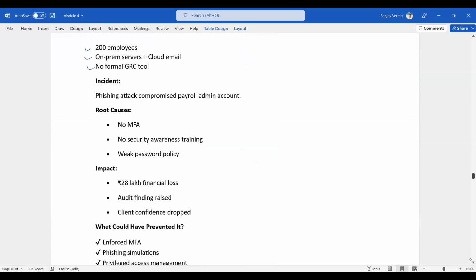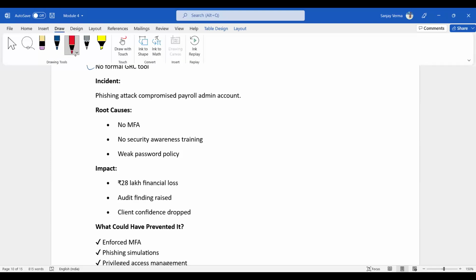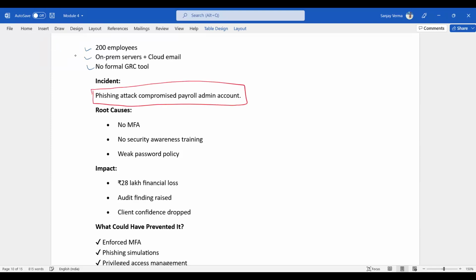And there is an incident which happens. The incident is a phishing attack compromising a payroll admin account. So the root cause could be that they do not have multi-factor authentication, no MFA. So only user ID and password, no security awareness training, weak password policy, right? So these are the root causes. These are the weaknesses in the system. Impact is 20 lakh financial loss.